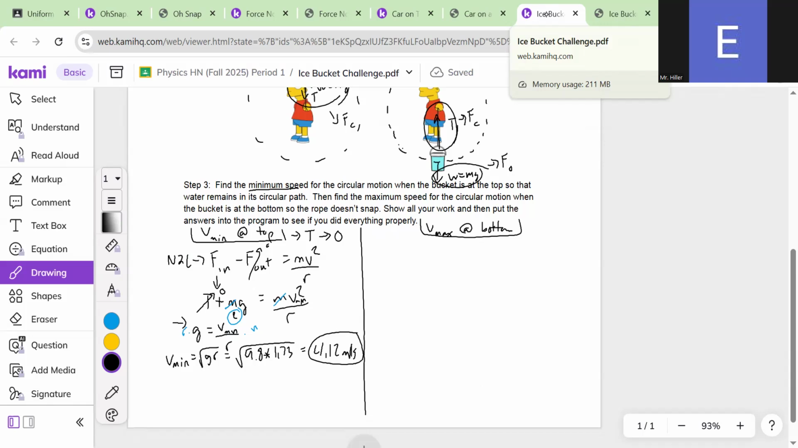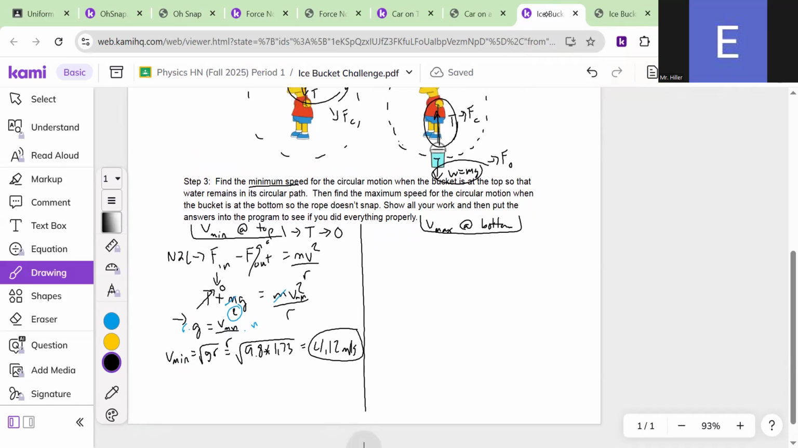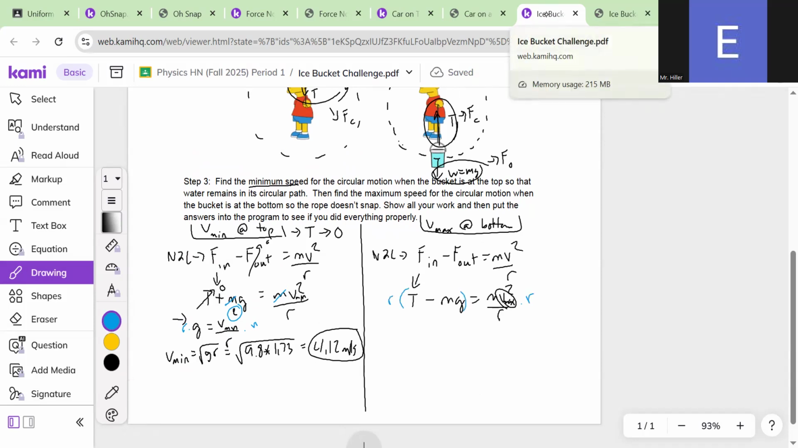Now, at the max speed, you're going to do the same thing, okay? Newton's second law, but at the bottom, we have forces going into the circle minus forces going out of the circle. Those are opposing forces, equal mv squared divided by r. Well, going into the circle would be tension. Going out of the circle would be the weight, mg. And that is equal to mv squared divided by r. This time you're looking for v max. So in order to solve for speed, you're going to need to multiply by r, all of that. You'll need to divide by mass, all of that. And then finally, you'll need to square root.